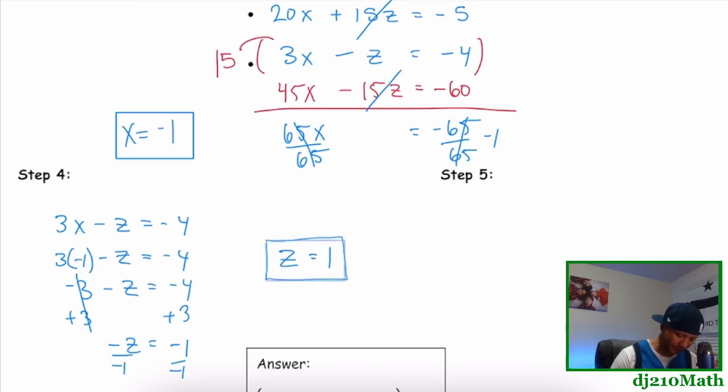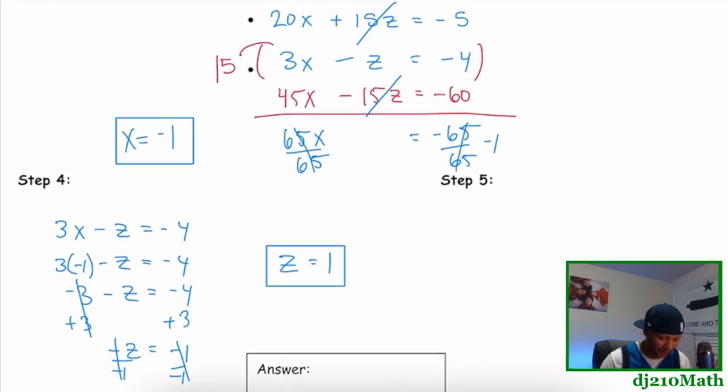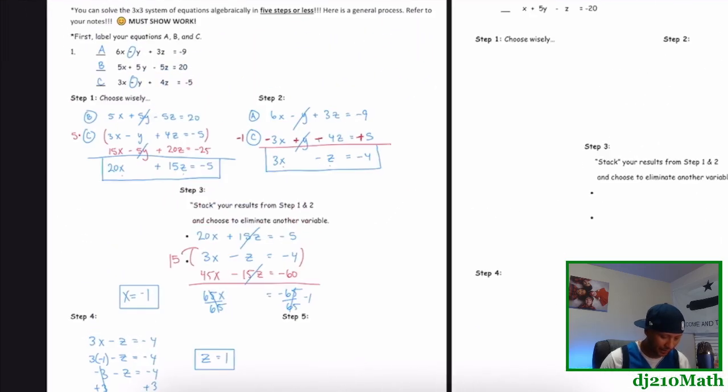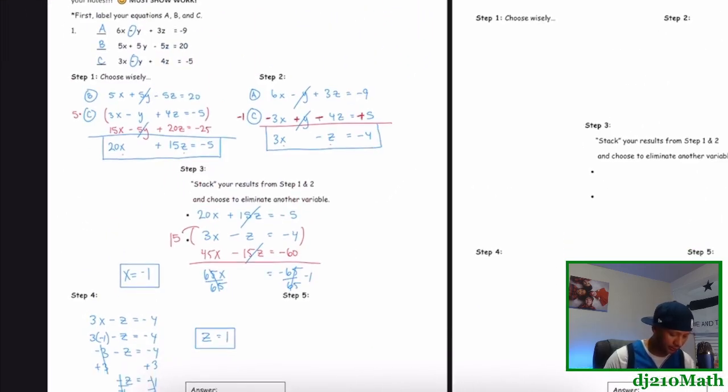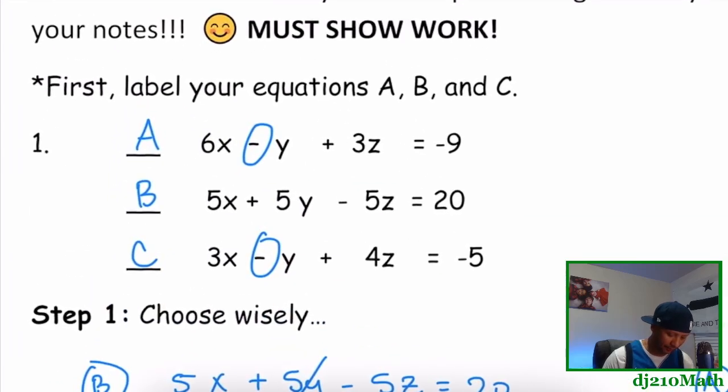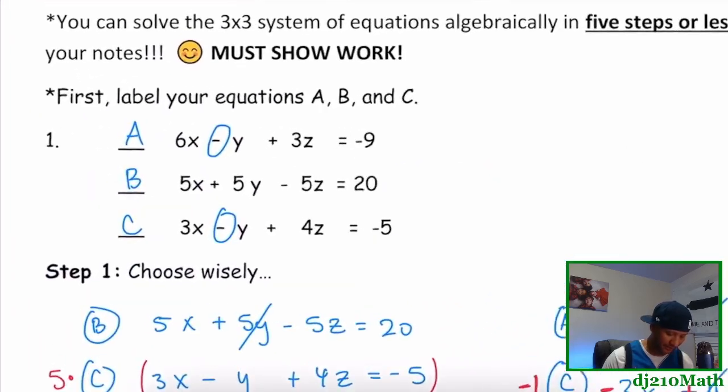So there's my second variable, x and z. Now, for the last step, I have to take x and z and go back all the way to the original, the OG. And what do I have? I have x and z.